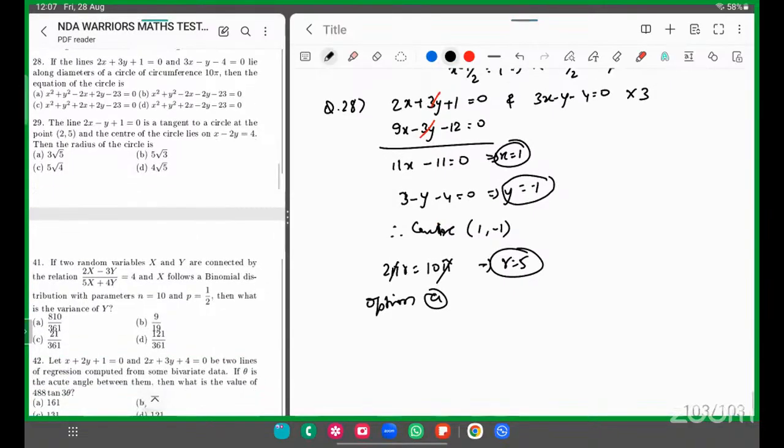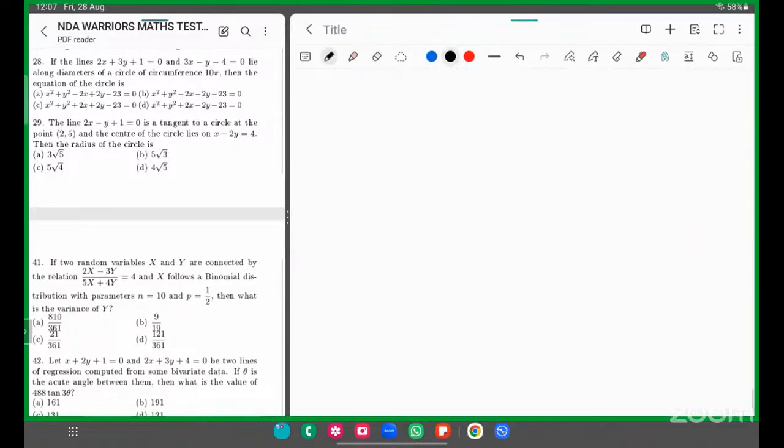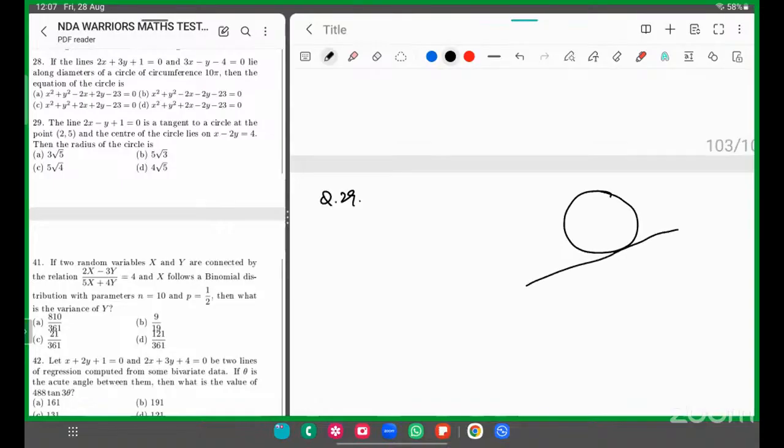29. The line this is a tangent to a circle at point this and the center of the circle lies on this. Radius of the circle will be what? Yes. How we can solve it? They have given, see question number 29. You see, they have given some circle like this. There is a tangent drawn to it. There will be center to it. 2 comma 5. This point also they have given 2 comma 5 lies on this and center of the circle lies on x minus 2y equal to 4.